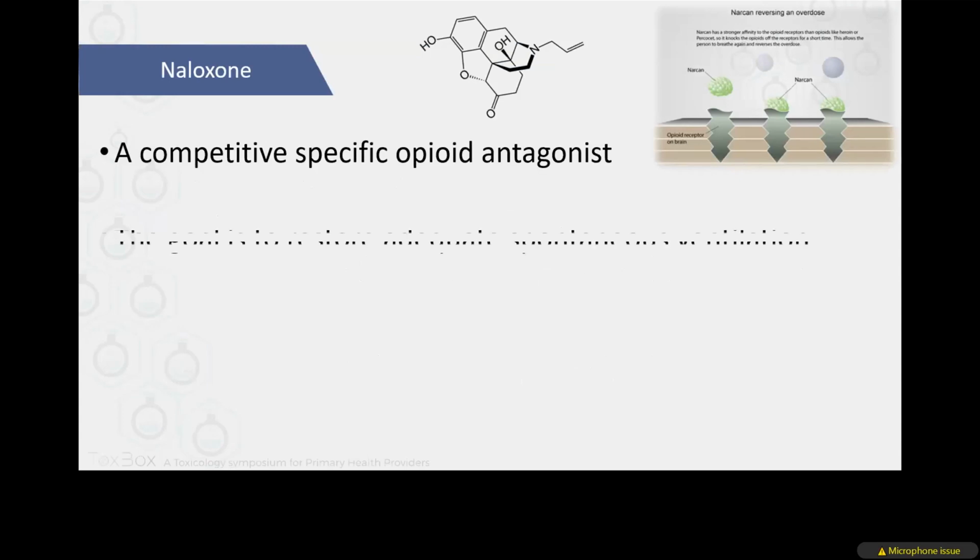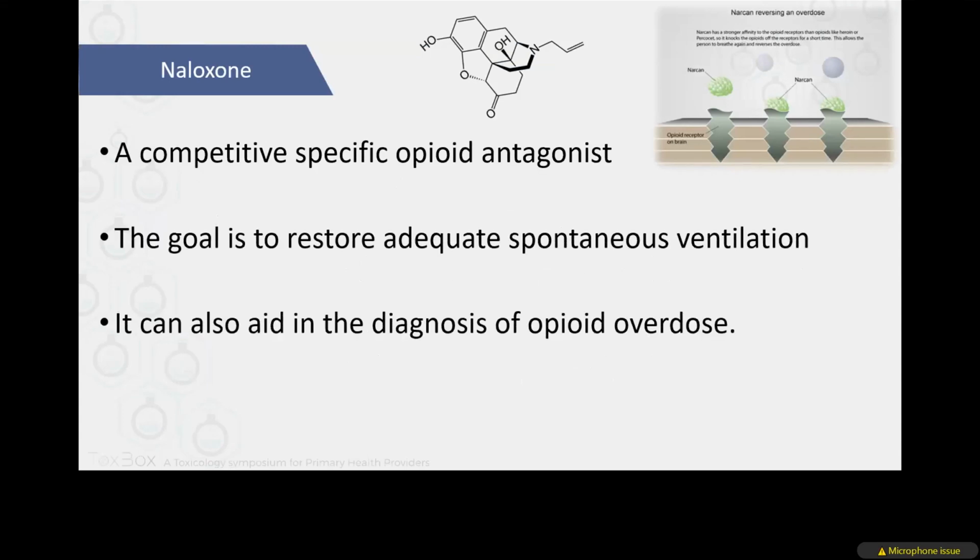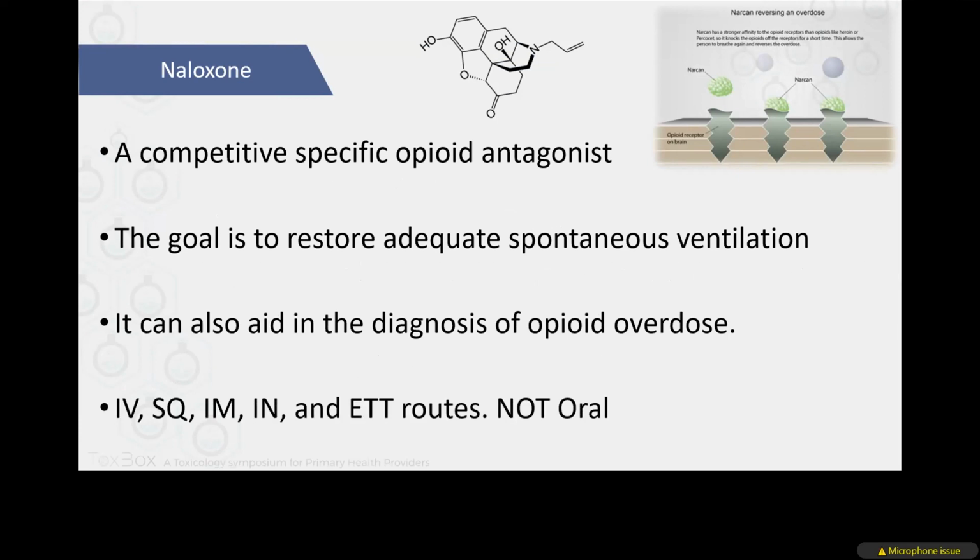Now, I would like to start with the naloxone. The naloxone is a specific competitive opioid antagonist. The goal of giving the antidote is actually to restore adequate spontaneous ventilation, plus or minus the mental status. But the main goal is actually to establish spontaneous ventilation. It can also aid in diagnosis of opioid overdose based on the rapid effect of the naloxone. It has a very short half-life, and I will be speaking about this. It can be given by all routes but the oral, because of the bioavailability.